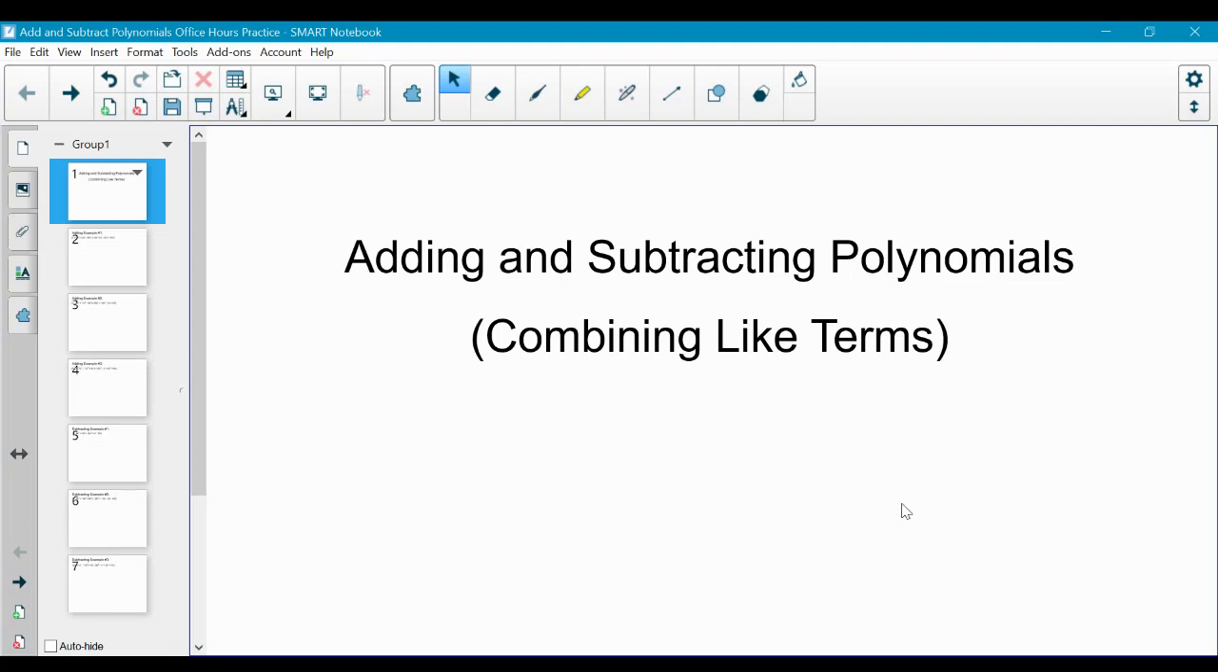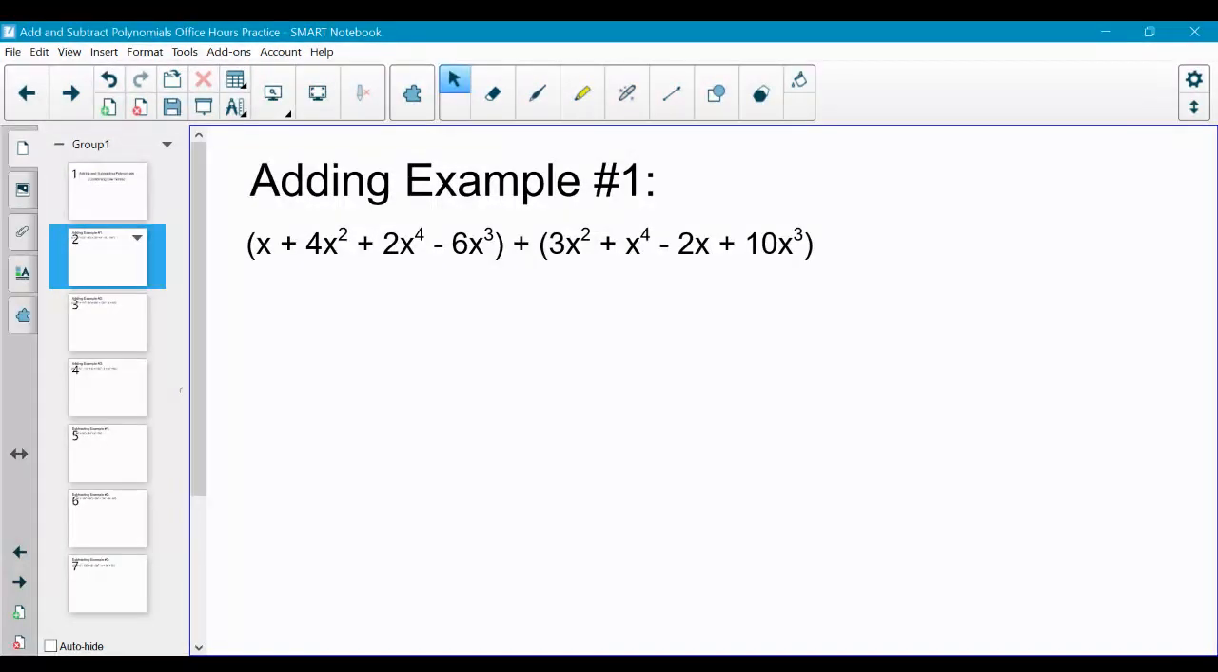All right, guys, we are going to do a few more adding and subtracting problems. You have the option of flipping around and seeing which problems you'd like to see, if there's something specific you need help with. So we're going to do 3 adding and 3 subtracting.